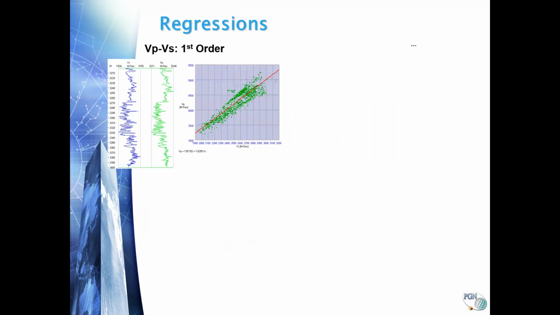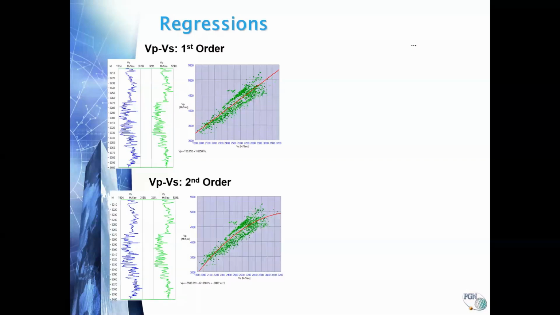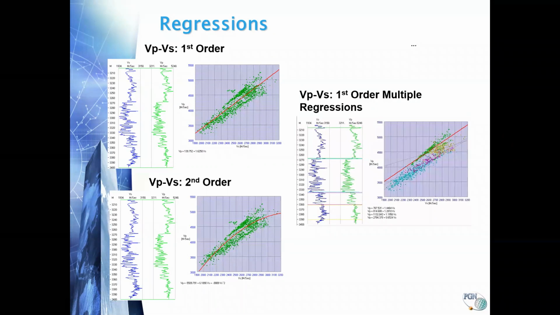So here we can see a first order regression between VP and VS. This is the same data, and you can see now a second order regression has been passed, and here it's multi-regression. That is, you can see different colors and dotted lines as well. So for this interval, this was one rock unit, so it had a different regression equation passed through it. In this case, this rock unit was different, so a different regression equation was passed, and so on. We have split the data into 4 different rock units, and here we have 4 different equations.